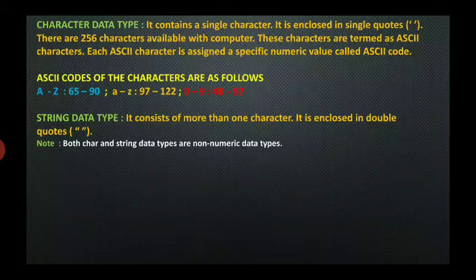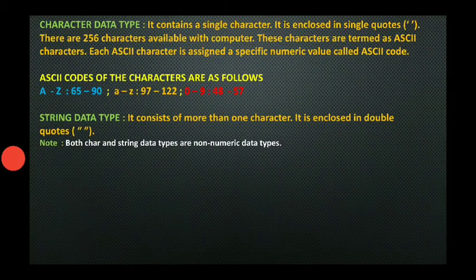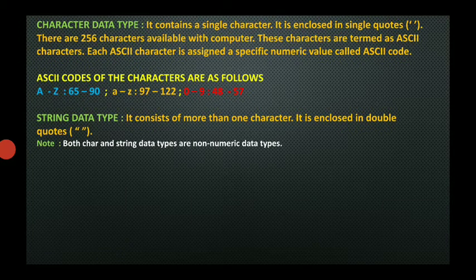Now ASCII codes of characters are as follows. Capital A to Z is numbered starting from 65 to 90. Small letter a to z, 97 to 122, and for numbers 0 to 9, 48 to 57. So you have to remember this, the ASCII codes of the characters.